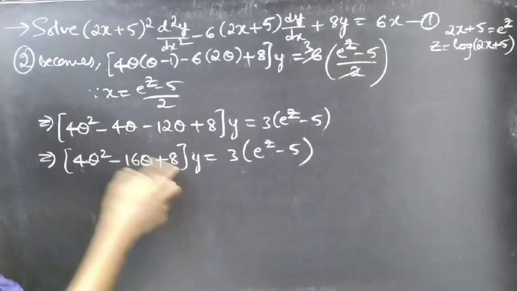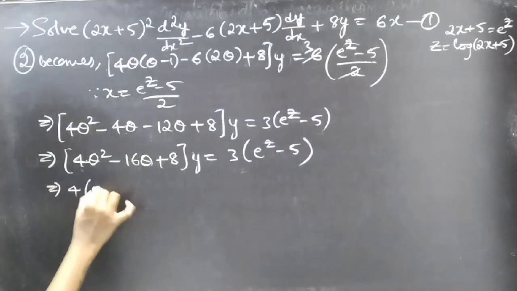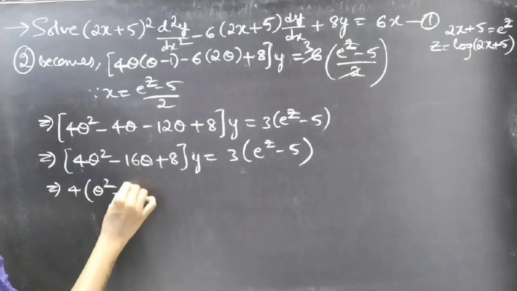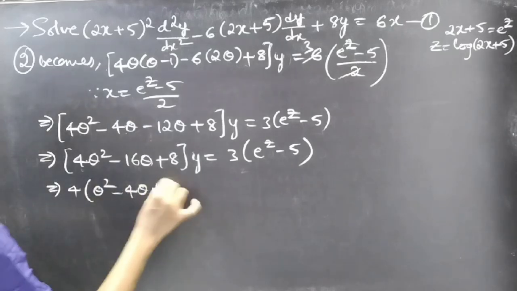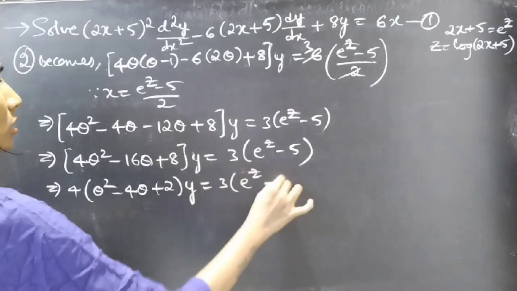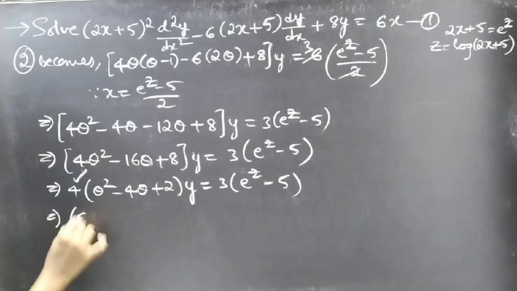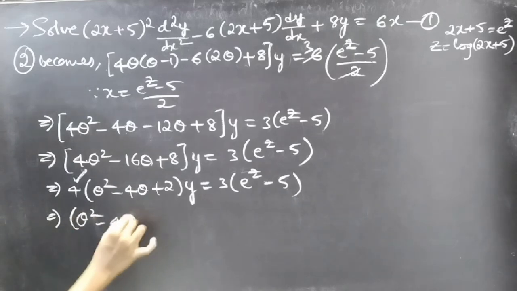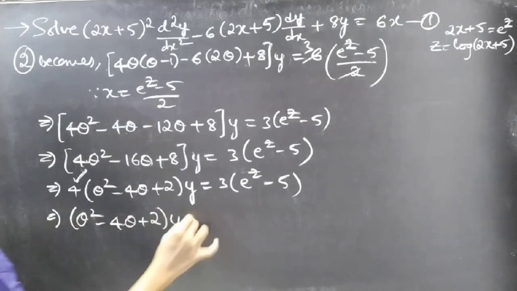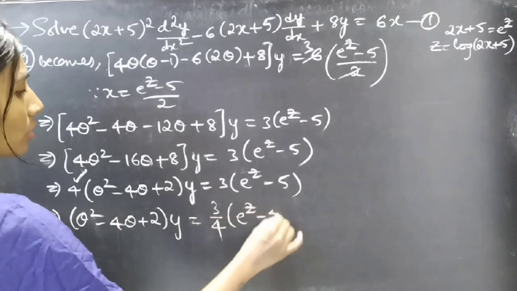Now we can take 4 common from all these 3 terms, right? So let's take 4 common. You get 4 times (θ² minus 4θ plus 2) into y equal to 3 times e^(z) minus 5. Now take this 4 to RHS, then you'll get (θ² minus 4θ plus 2) into y equal to 3/4 into e^(z) minus 5.